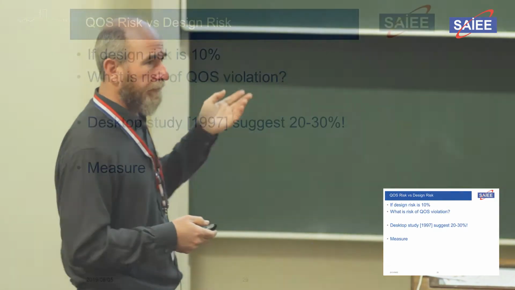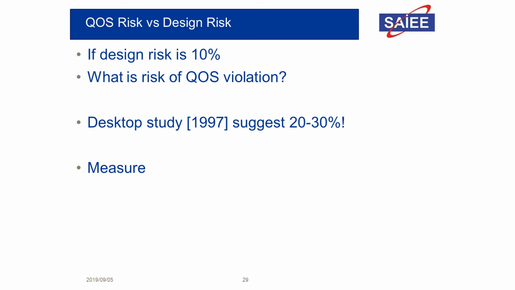Okay, so now this is the question. If we're designing for 10% risk, in other words, we're saying 9 out of 10 times our network is going to work, and 1 out of 10 times we'll have to go back and fix it up, maybe after 7 years, after 6 years, what is the risk then of a quality of supply violation?